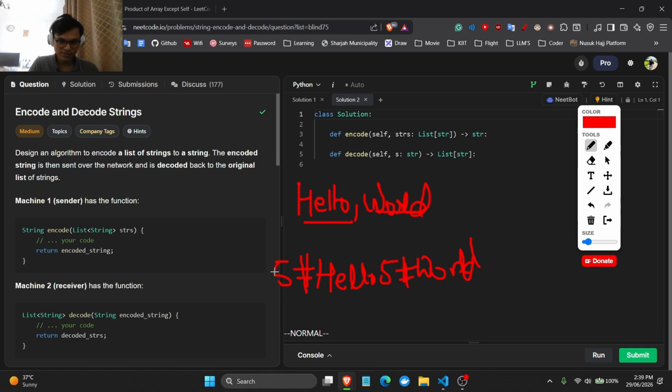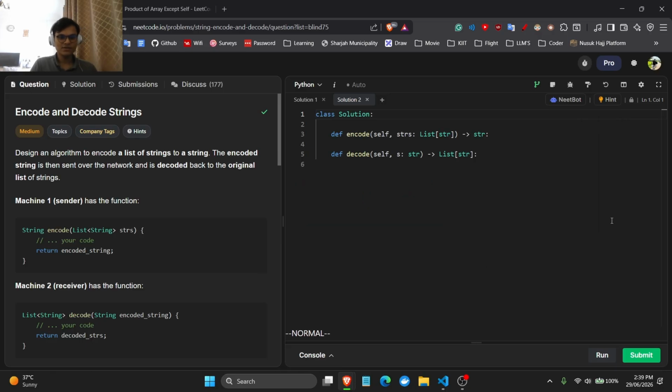Our decoding would be, we'll first read up to the first pound. Obviously, pound could appear inside the word as well, but we read up to the first pound, read the number, and then read that many characters. That is our first string. Then we come to the end of it and repeat. So let's see if this could work.